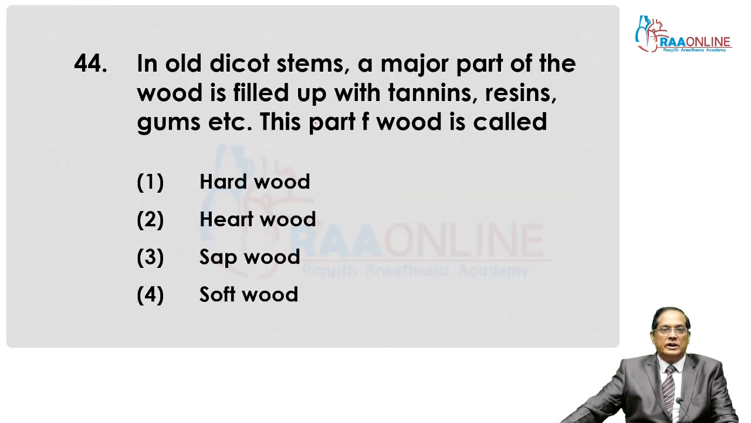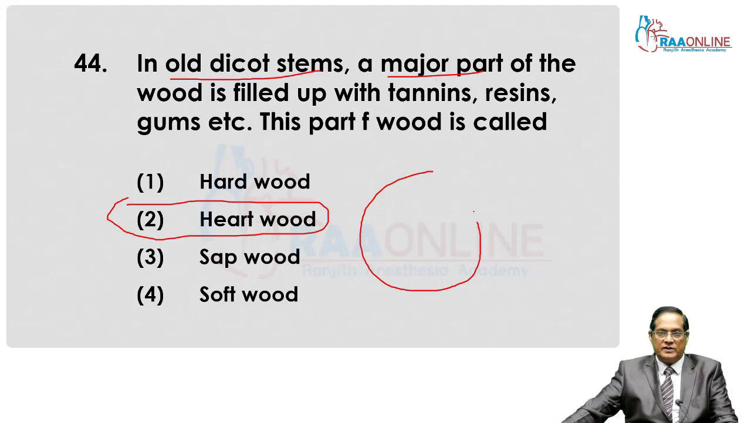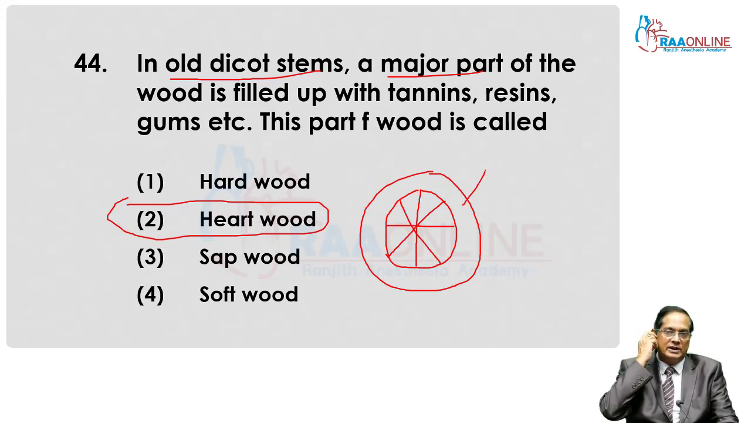Now, in old dicot stem, the major portion of wood is heartwood or duramen. Suppose we take the section. This is the section of a dicot tree, especially its trunk, and you see the secondary xylem portion. Centrally located, the major dark-colored part is heartwood or duramen, and the light-colored peripheral part is known as sapwood. So heartwood is the correct answer.